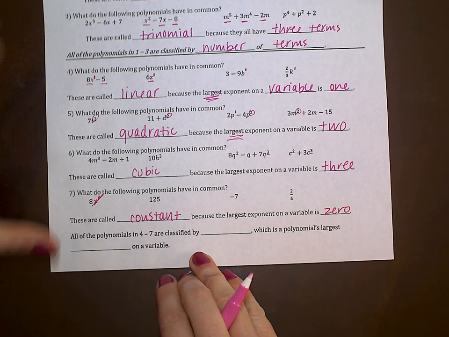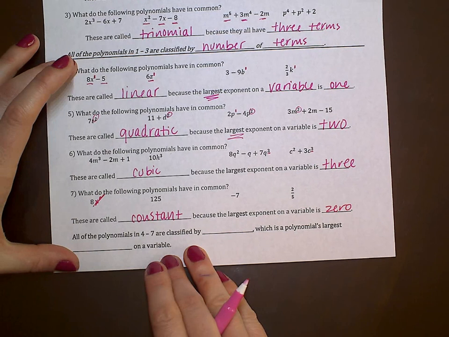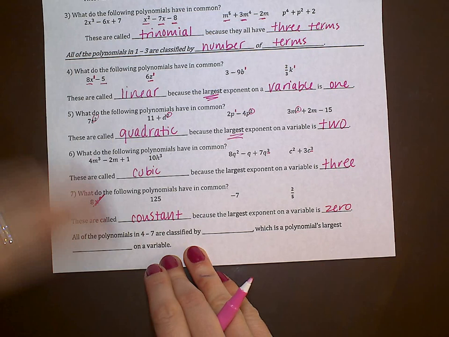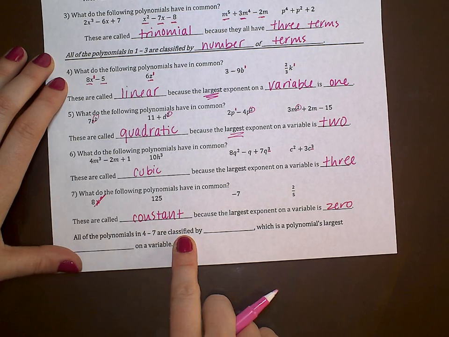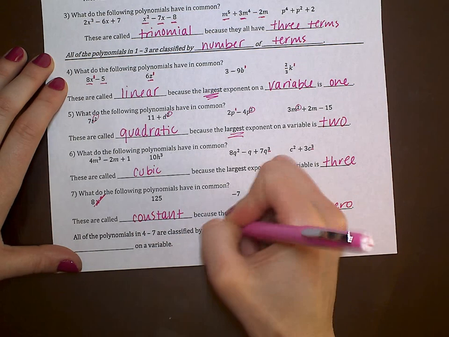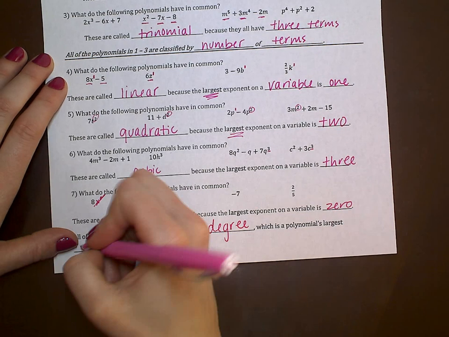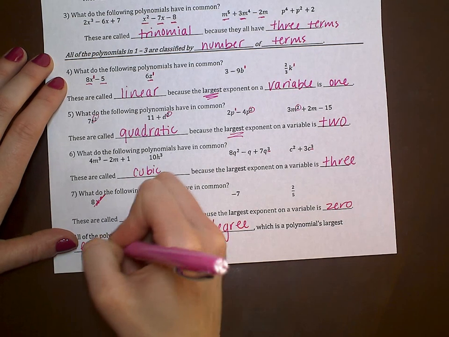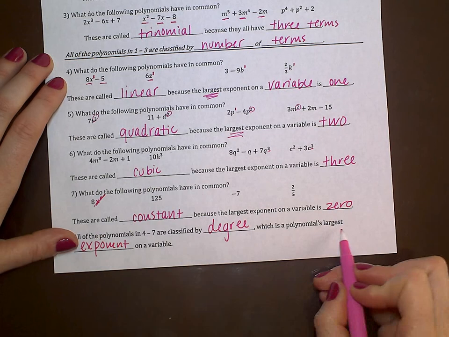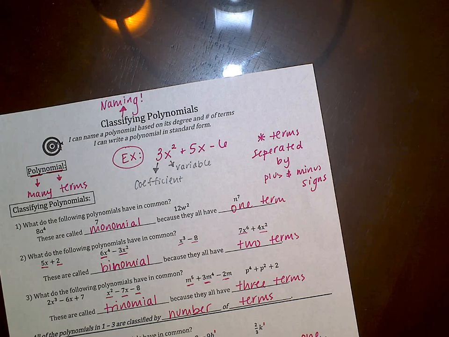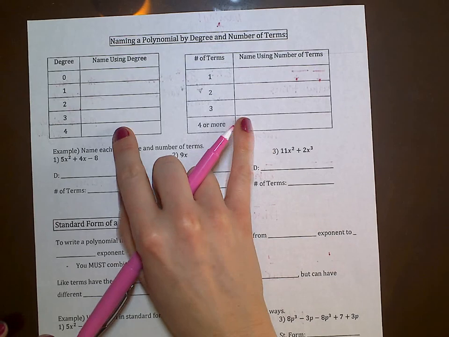All right, so naming the way that I just did by analyzing, okay, what's the biggest exponent going on, that's classifying your polynomial by its degree. So again, that's just figuring out the largest exponent and naming it that way. All right, so that's giving us a lot of examples. This is really what you want to make sure you get down.